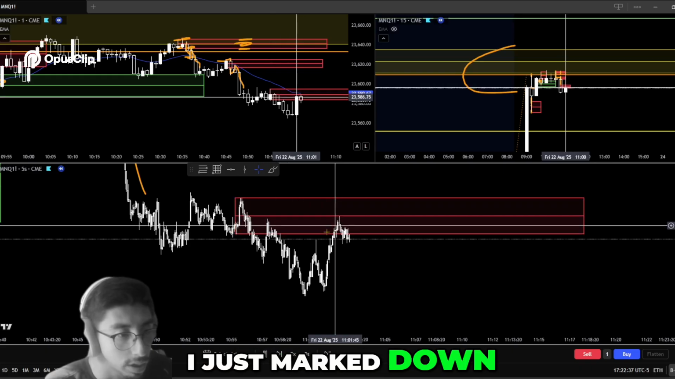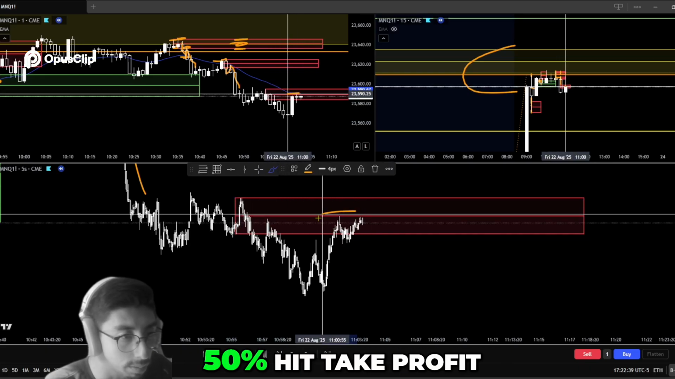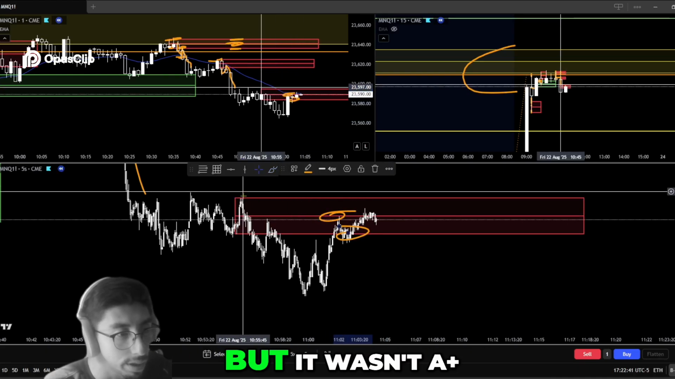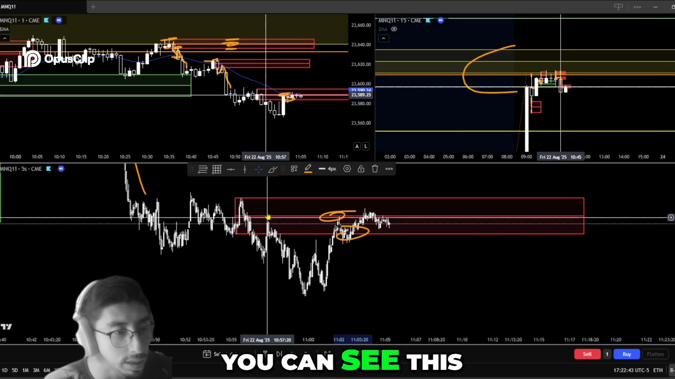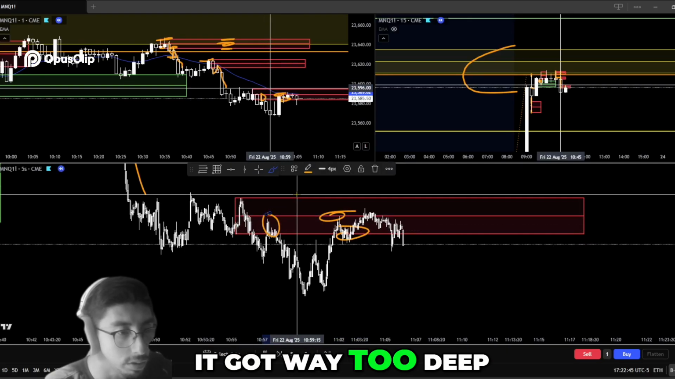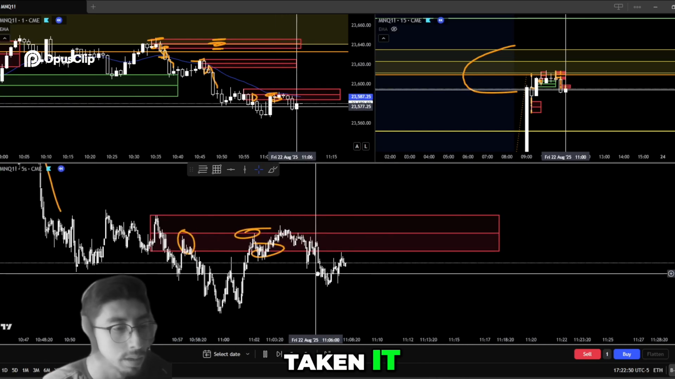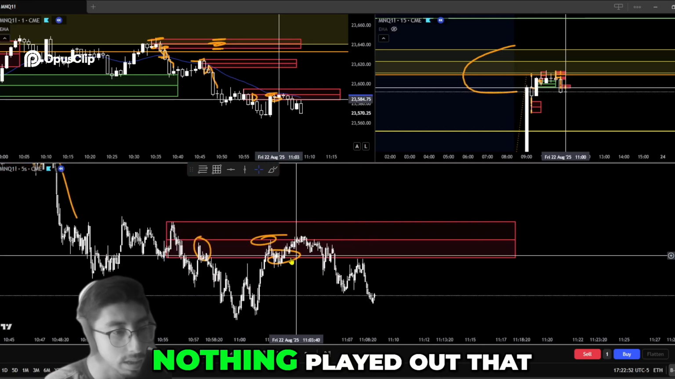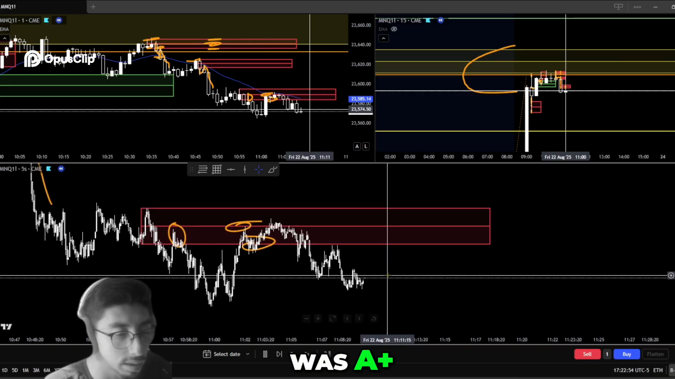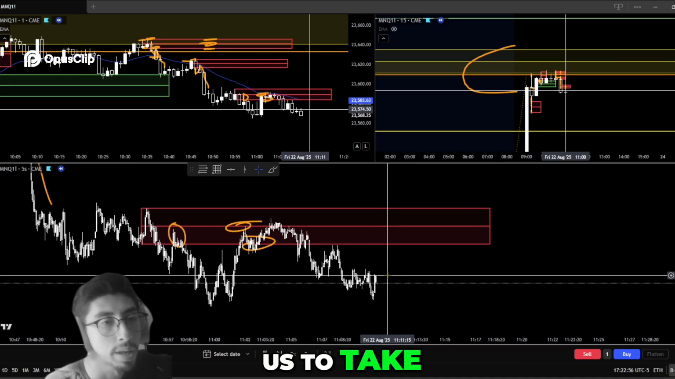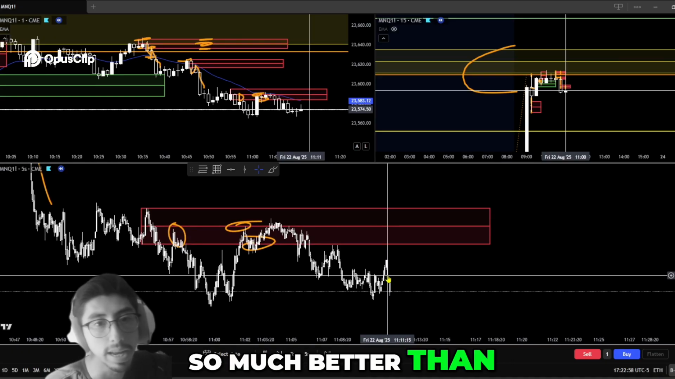This zone I just marked out right here, as you can see, got failed right here, 50%. Hit take profit. But it wasn't A+, it wasn't for me. You can see this first tap right here got way too deep, almost filling 50%, so I'm going to move on. I wouldn't have taken it. But realistically, nothing played out that was A+. So there's nothing for us to take. And no trade is so much better than a trade.